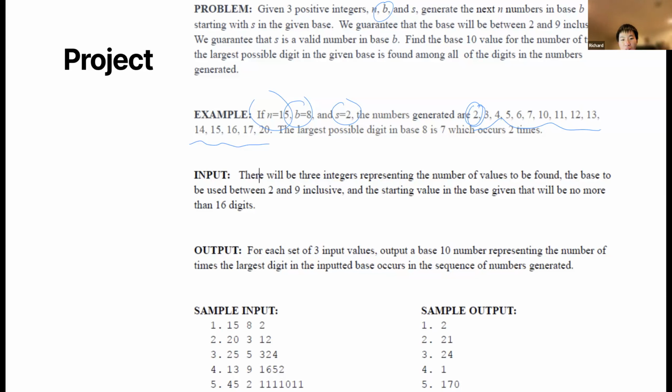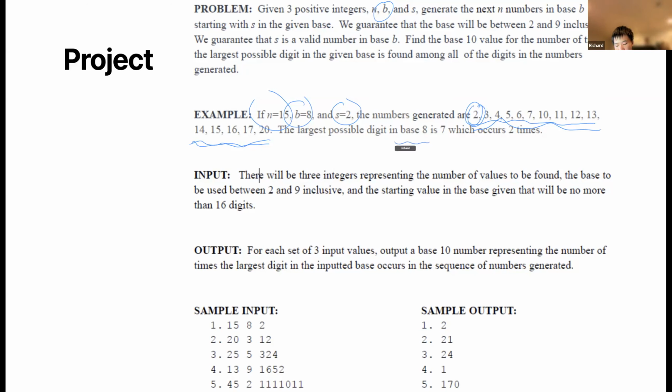And then after you have generated the array or the list, you can go through it and use the function you created to convert each base 10 number back to base B. After doing all those steps, you should get this long chain of numbers, but that's not what the question is asking. The question is asking, how many times does the largest possible digit appear? So this step is probably easier.